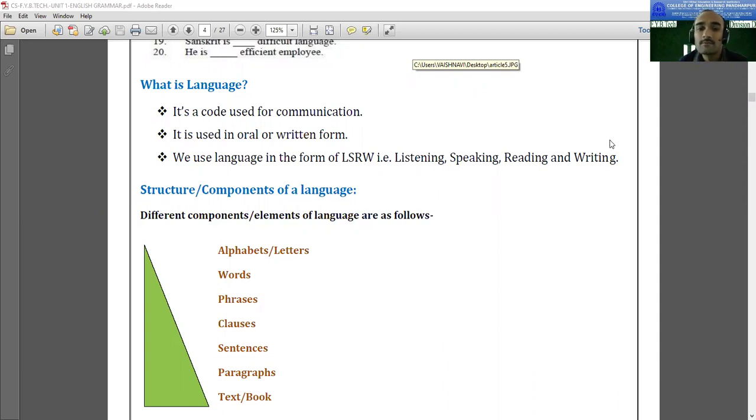So these are the 4 aspects of any language. Okay, it applies to the English language. Also it applies to any other language which is found in the world.